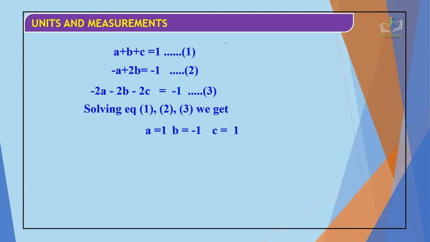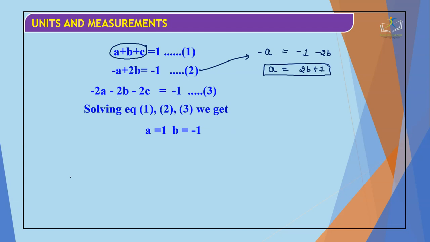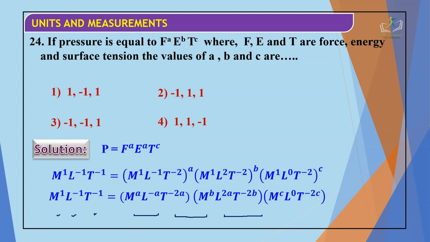For more details on how I did the complete solution: from the second equation, minus a is equal to minus 1 minus 2b, or we can put a is equal to 2b plus 1. Clear? This way I got the equation in terms of a and b. The second equation I also have to convert in terms of a and b only. So from this value, if I'm just going back, as you can see, one step more.